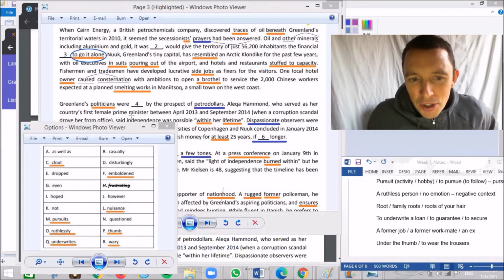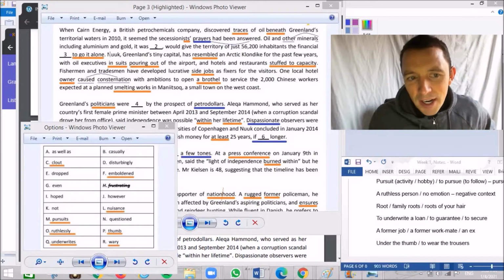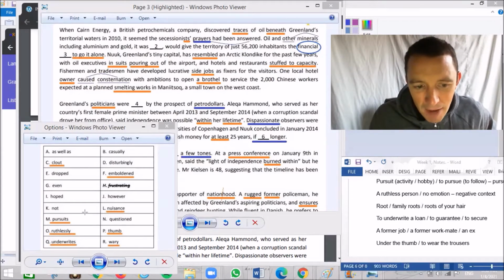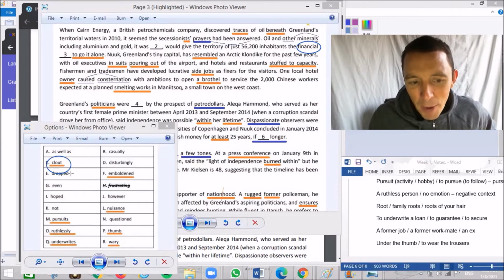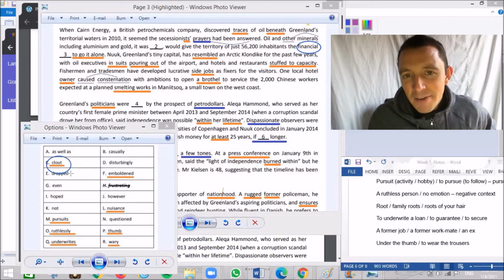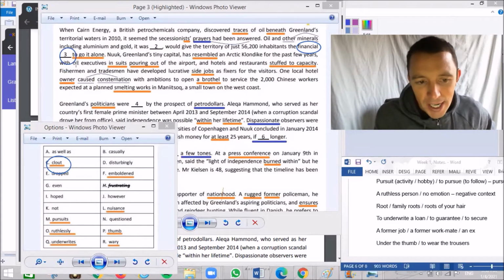So in relation to number 2, it's a bit difficult because we need to think and give the territory the financial something. Okay. So number 3, the key is related to financial, and the options we have: wary, ruthlessness, pursuit, clout. Okay. I think clout is related to power. And for me, it fits very, very well with number 3. So to have financial clout would be absolutely perfect for number 3.